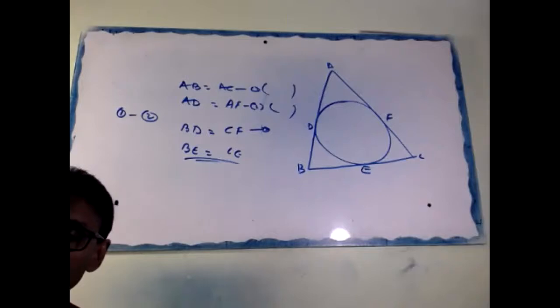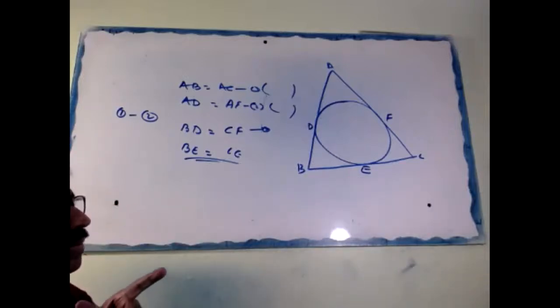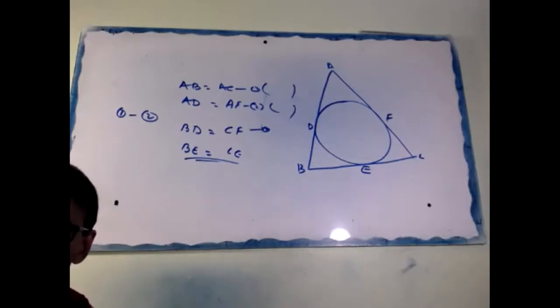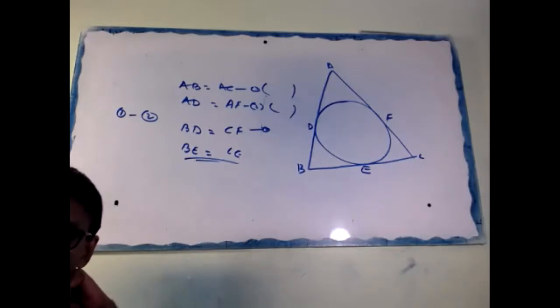How BD equal to BE? Come on, Benson. BD and BE are tangents. You didn't attend the tangents first class. BD equal to BE because both are tangents, from B to D and B to E. Tangents from external points are equal. CF equal to CE, tangents from external points are equal. Okay now or not?